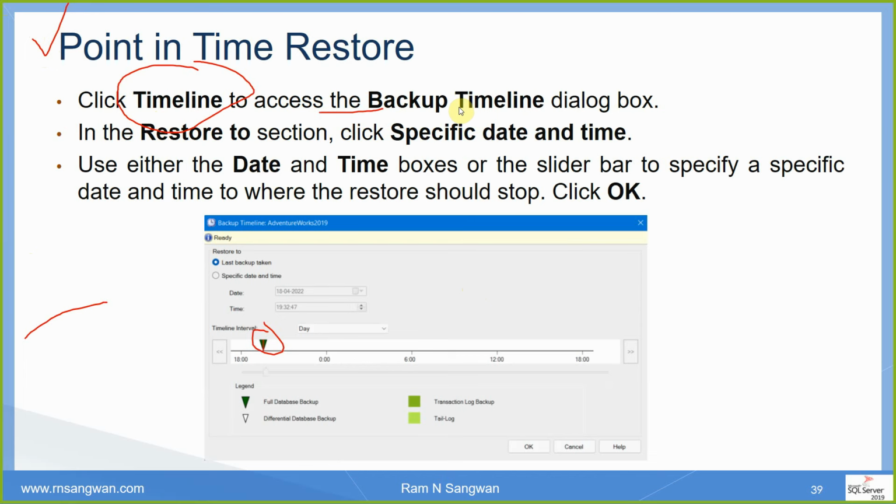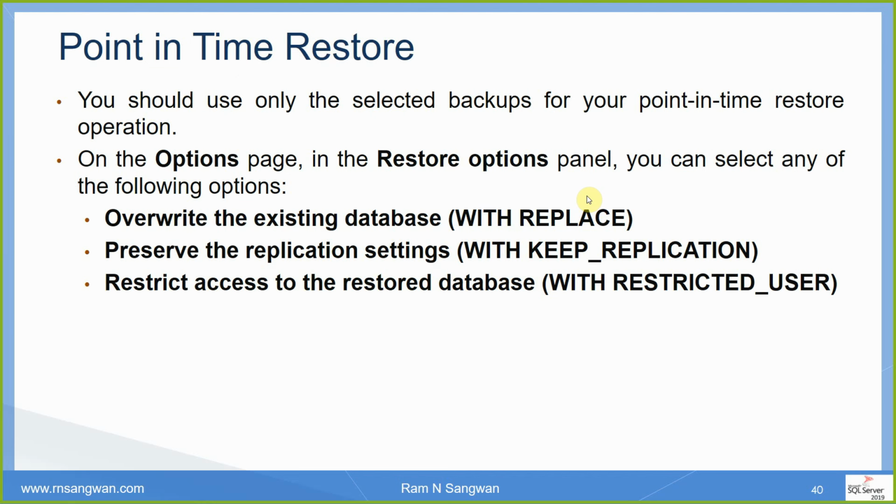So access the backup timeline dialog box. In the restore to selection, click specific date and time. Use either the date and time box or the slider bar to specify a specific date and time where the restore should stop, and then click OK. You should use only the selected backups for the point in time restore operation. On the options page, in the restore options panel, you can select any of the following options: overwrite, preserve replication settings, and restrict access to restored databases.